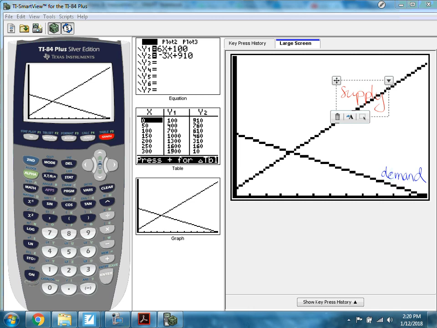Okay, so here are our two supply and demand graphs. And I just labeled them. And then it says, what is the price when supply is equal to demand?